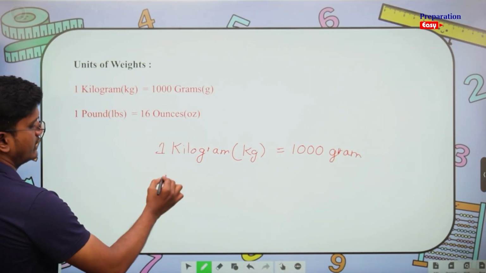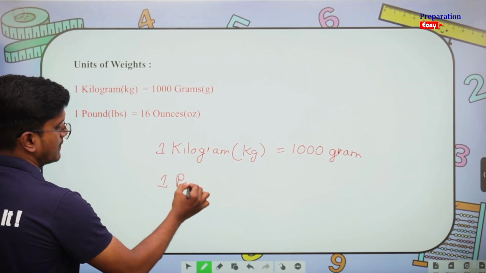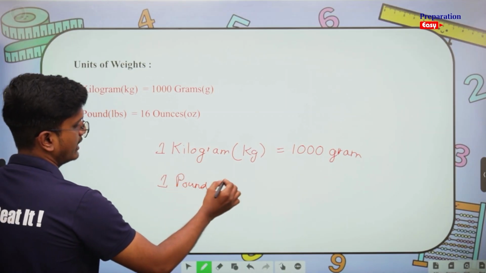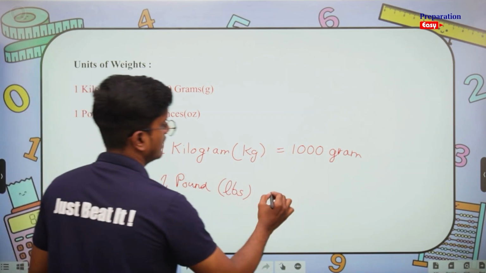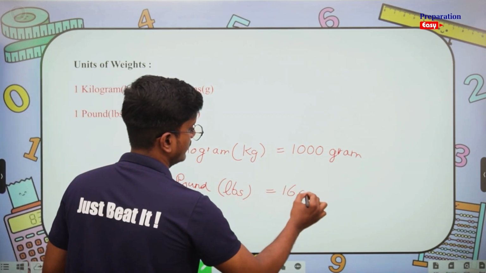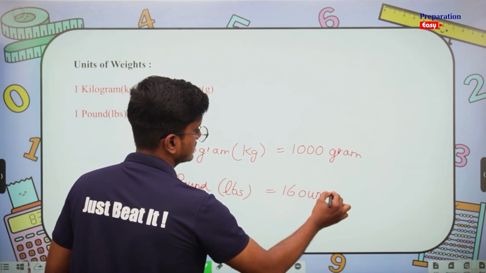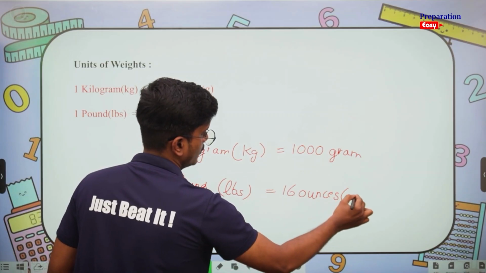And we have another unit, 1 pound. For a pound we write it as lbs. And 1 pound is equal to 16 ounces, which is OZ.